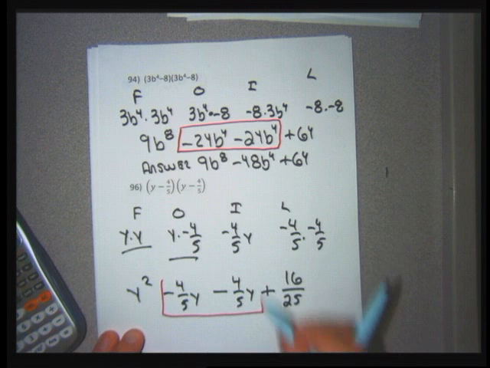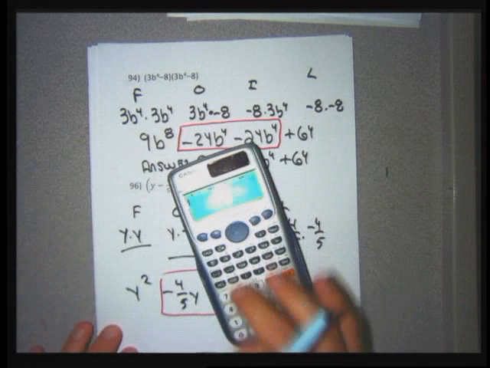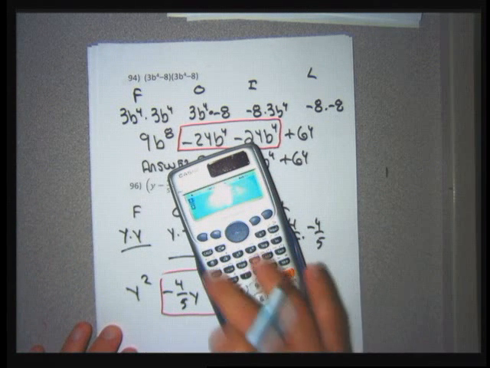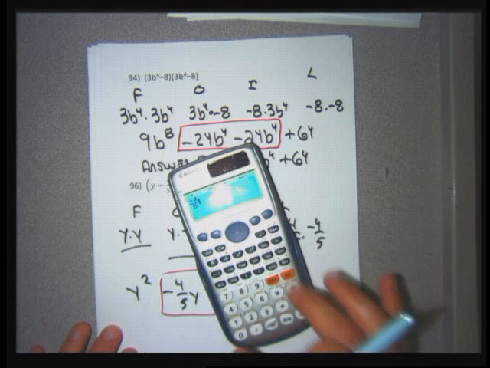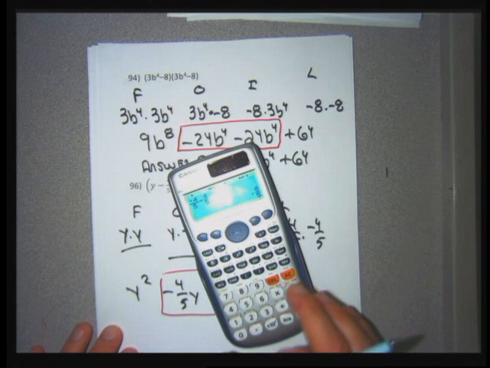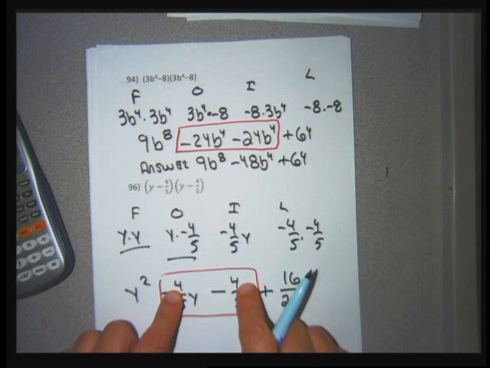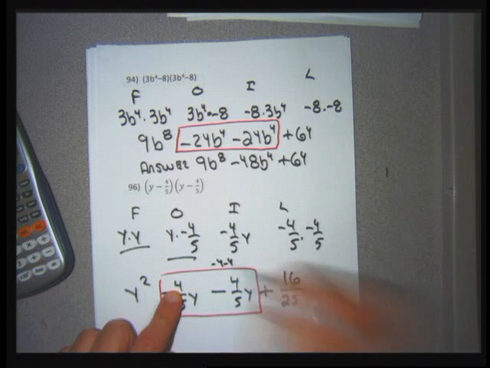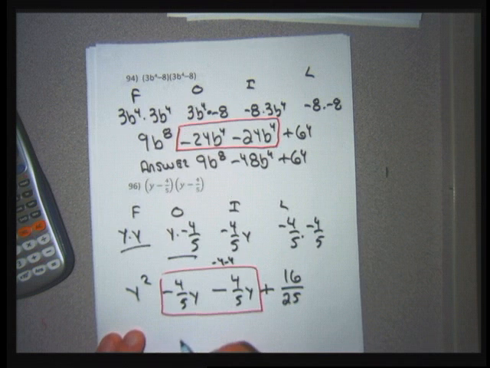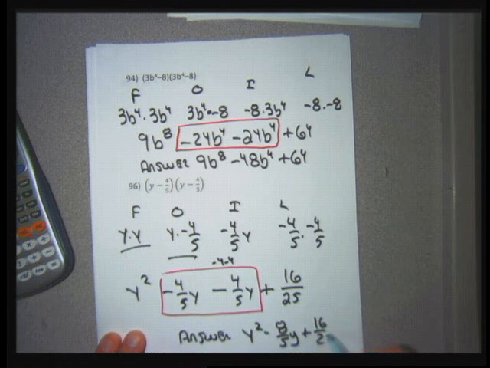I need to combine the two minus 4/5, and my mind is mushy enough that I probably should break out my calculator and go minus 4 over 5 minus 4 over 5. My calculator tells me that's minus 8 over 5, and I probably should have been able to do that just fine, because when you have fractions with the same denominator, you just combine the numerators. The numerators are minus 4 and minus 4, which is minus 8. So for an answer to 96, it's y squared minus 8/5 y plus 16 over 25.